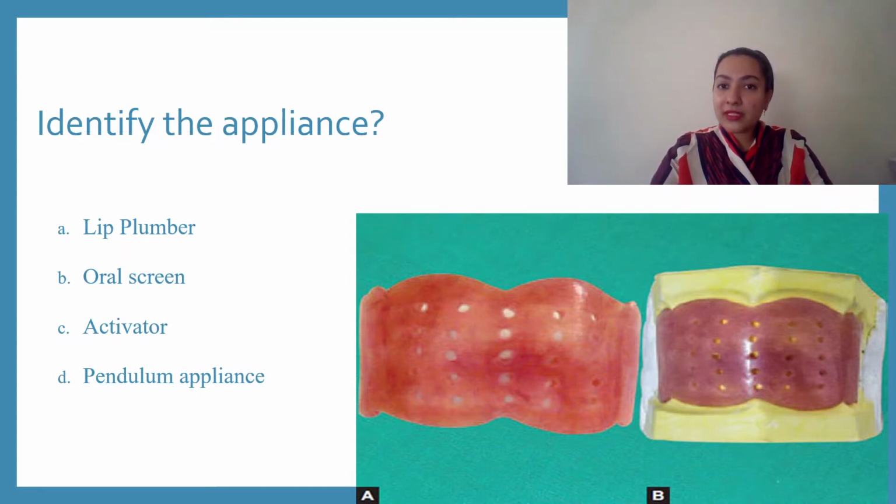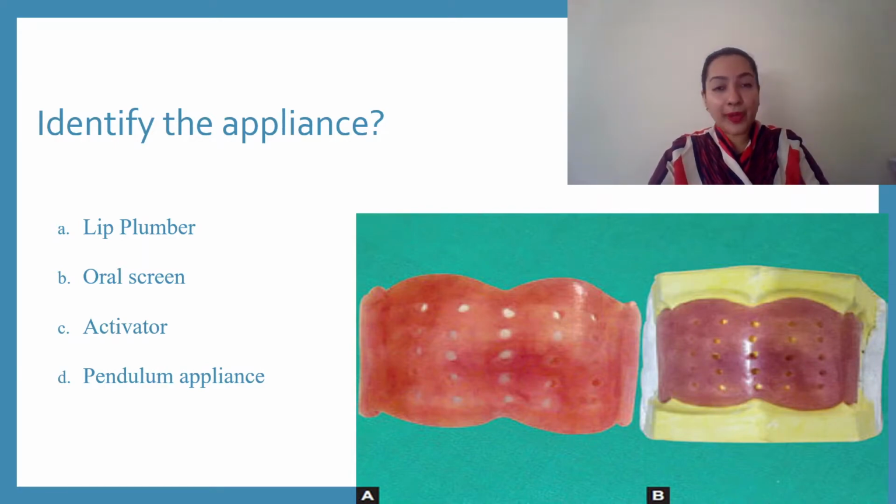So this is an oral screen with modifications where holes are given. And once the patient is given this oral screen, phased closure of holes are done. Acrylic is added into the holes so that it is closed in a phased manner as the mouth breathing improves. Activator, no. We have discussed in the previous MCQs, previous image-based question part 1, how an activator and how does a bioreactor look.